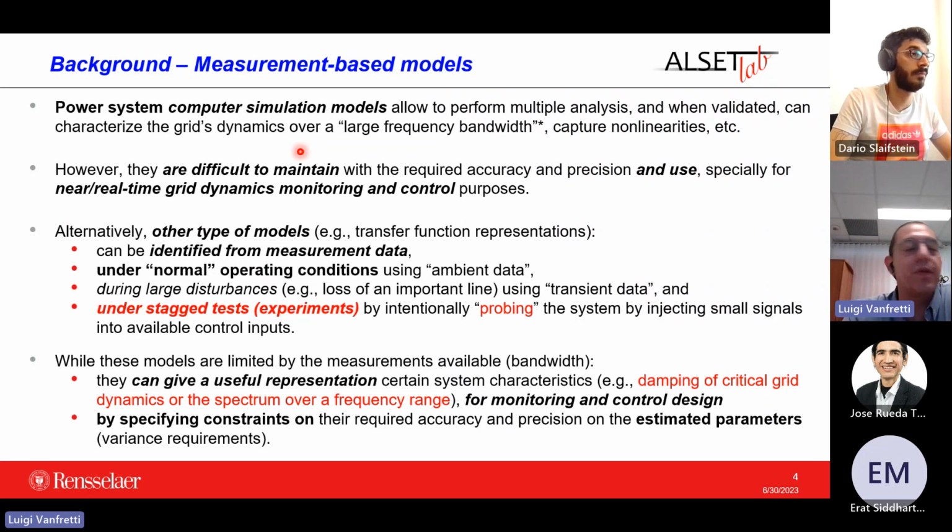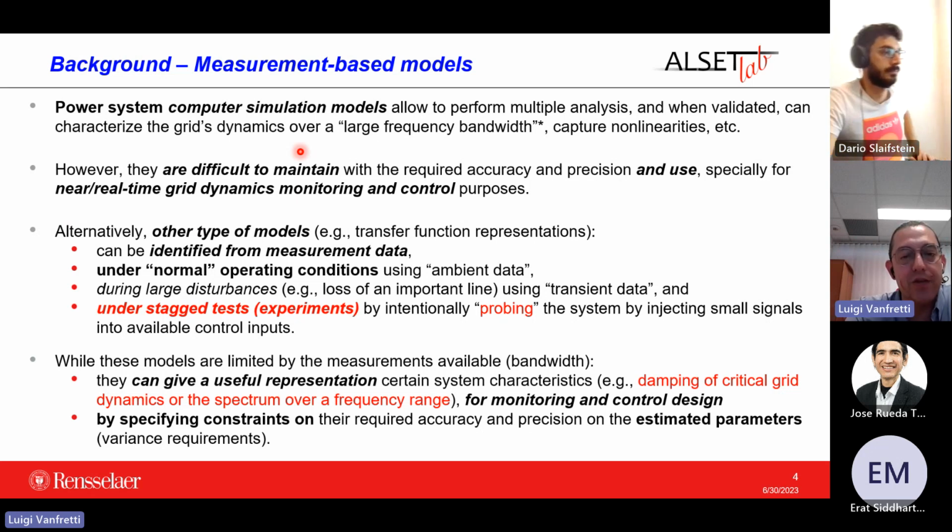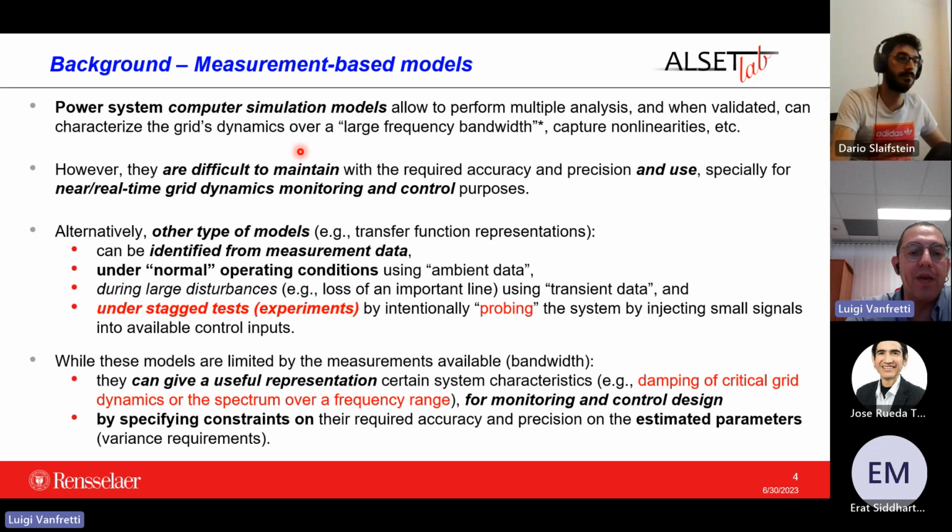I will not talk about control design because it's the work that we did last year and are doing right now. We'll talk mostly about monitoring, but you can use it for redesign of controllers. So that useful representation has these two applications that would be really hard to do on a continuous basis with conventional grid models. So identified models are useful.